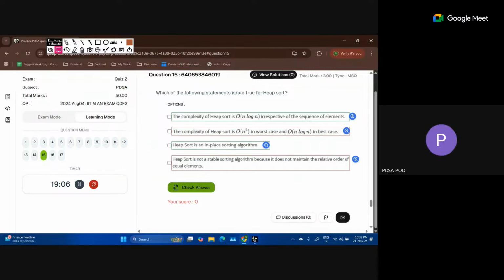Okay. n log n irrespective of the sequence of elements. The complexity of heap sort is n log n for its best case, worst case, and average case. Every case has this n log n only. The log n is coming from the height of the binary tree, and n is just the amount of work done apart from that. So that's why it is n log n.